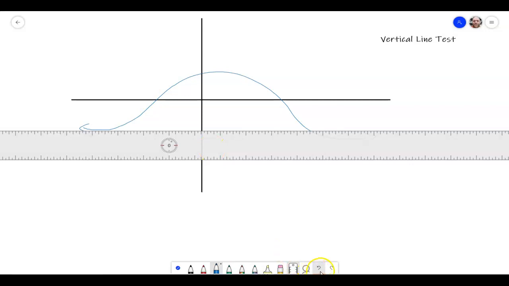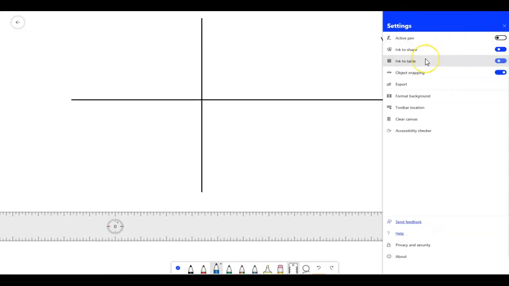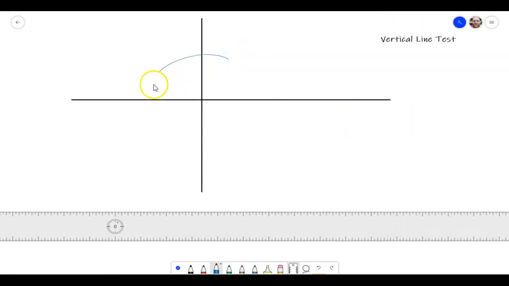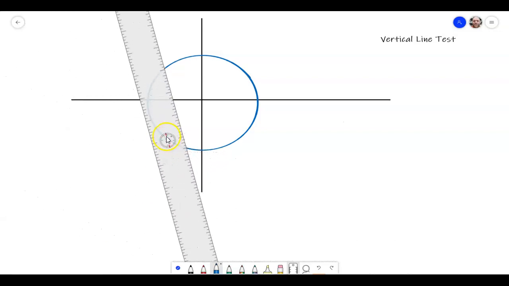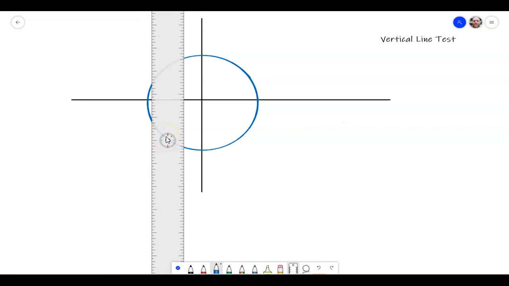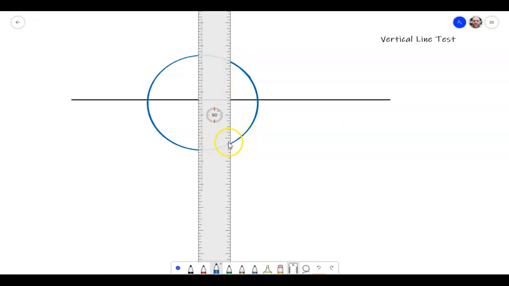Alright, let's take a look at another example here. Let's see if I can get it to draw me a nice circle here. Oops, wrong one. Okay, so how about this? There we go. Is this circle here, would that be considered a function? Alright, and the answer to that is no. Why? Because it fails the vertical line test in a whole bunch of places. It fails here because there's a point there and a point there. It fails here, there's a point there and a point there. So no, this would not be considered a function.